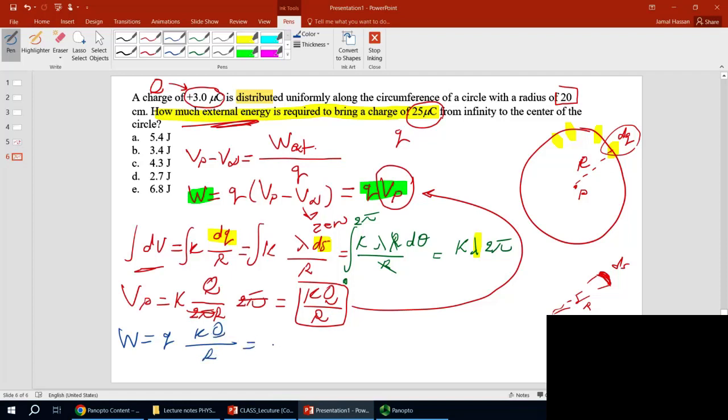So let's double check. K is approximately 9 times 10 to the power 9. Q, we have 3 times 25. Remember, we have microcoulombs, so it's 10 to the power minus 12. We have r as 20 centimeters, so it's 0.2. If you calculate this, it should give you a very good approximation of 3.4 joules.